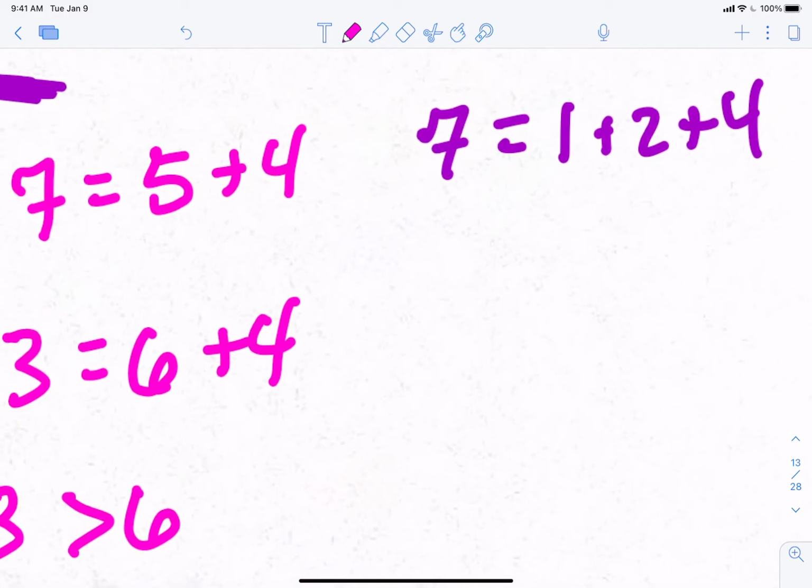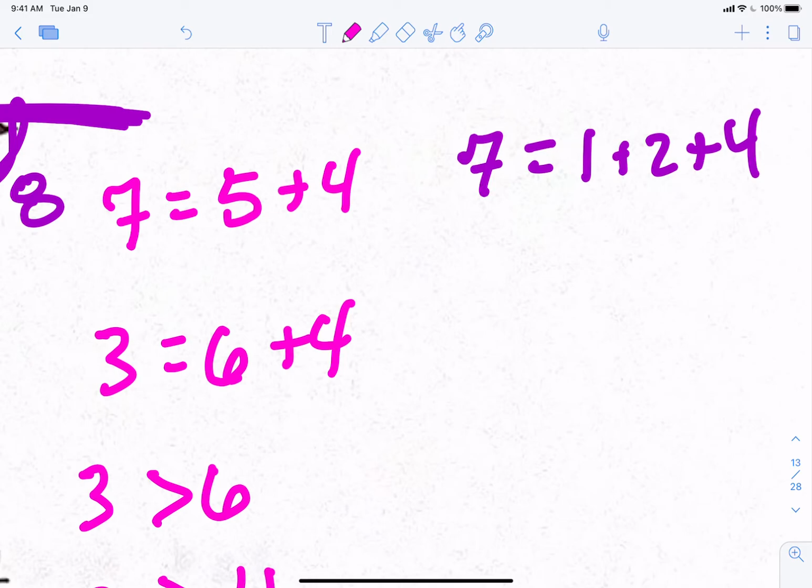So that means 7 is bigger than 1, 7 is bigger than 2, 7 is bigger than 4. What about 6? We don't know anything about 6 and 7. Okay, make sense?